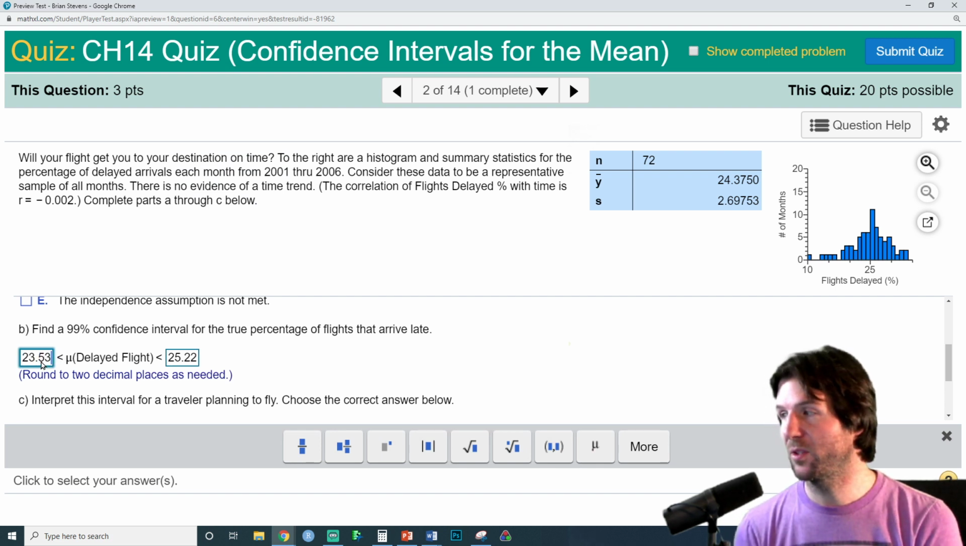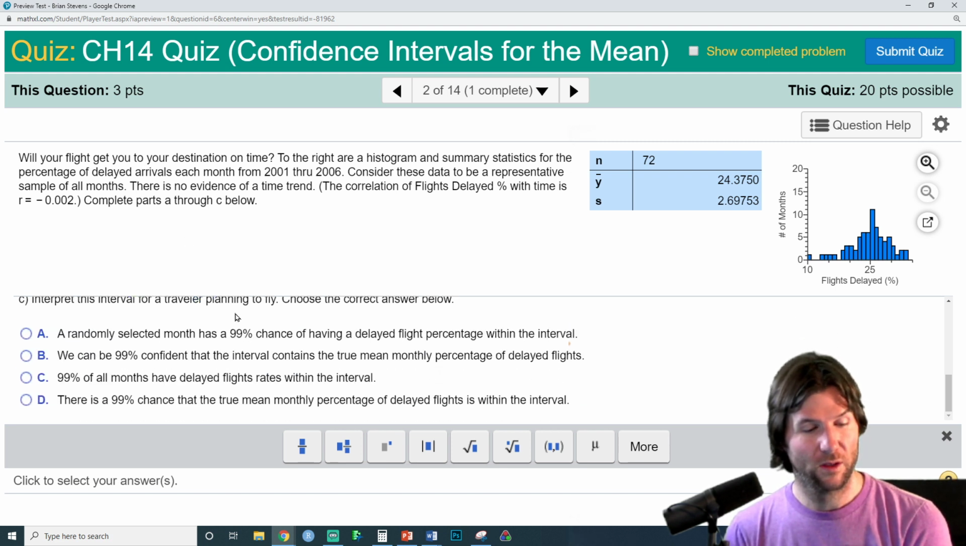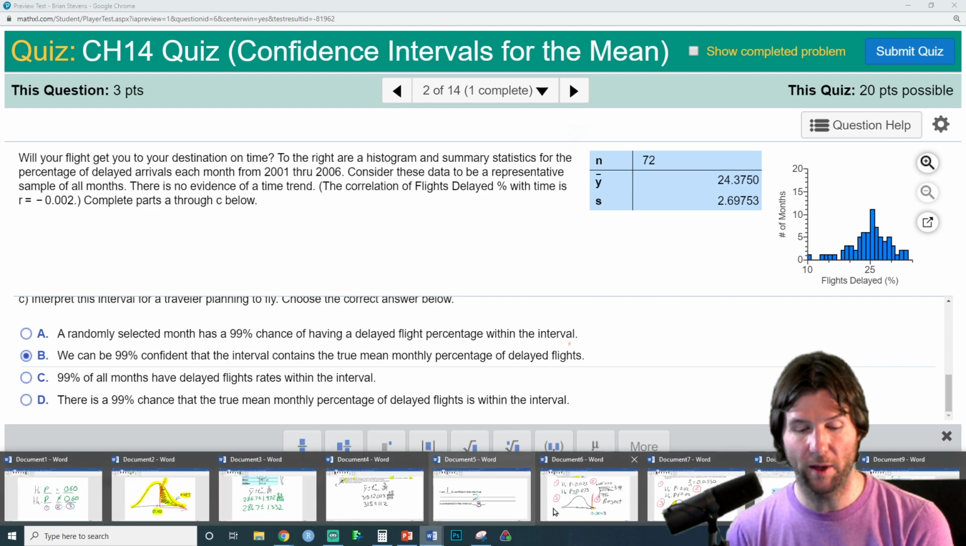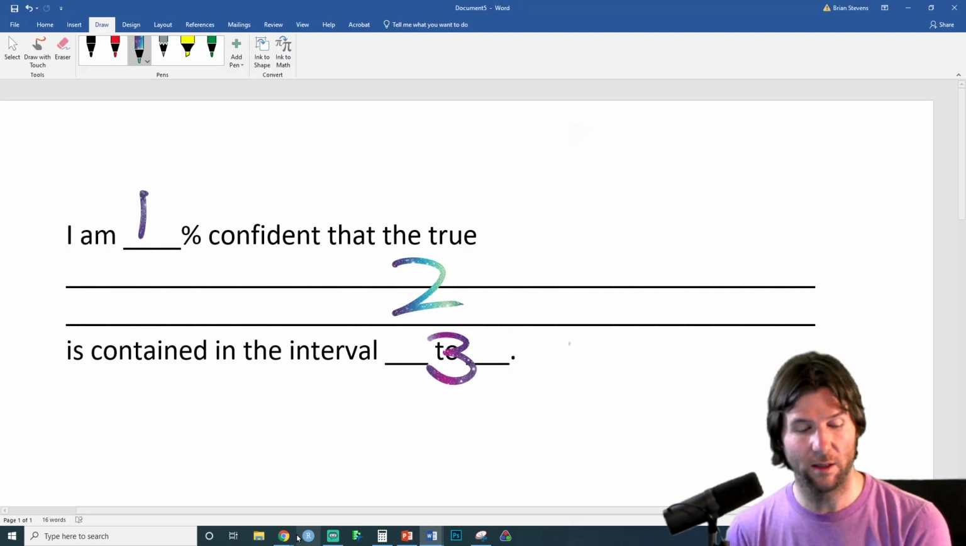So I am 99% confident the true proportion of flights that'll be delayed is contained in the interval here to here. So we can be 99% confident that the interval contains the true monthly percentage of delayed flights. Remember, we already wrote out how to do this earlier. I am blank percent confident that the true blank is contained in the interval blank to blank.